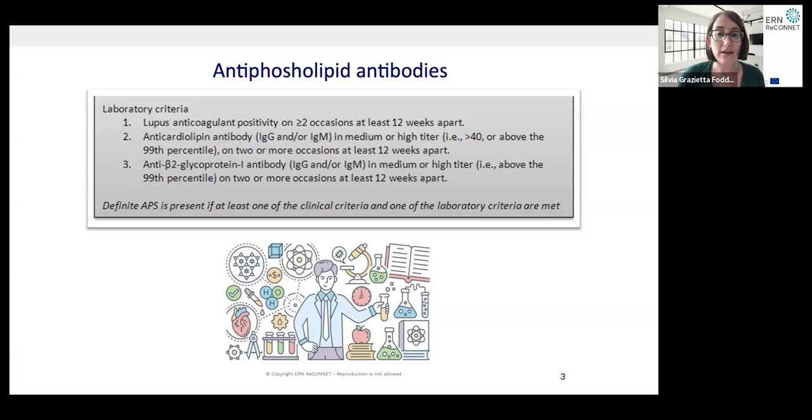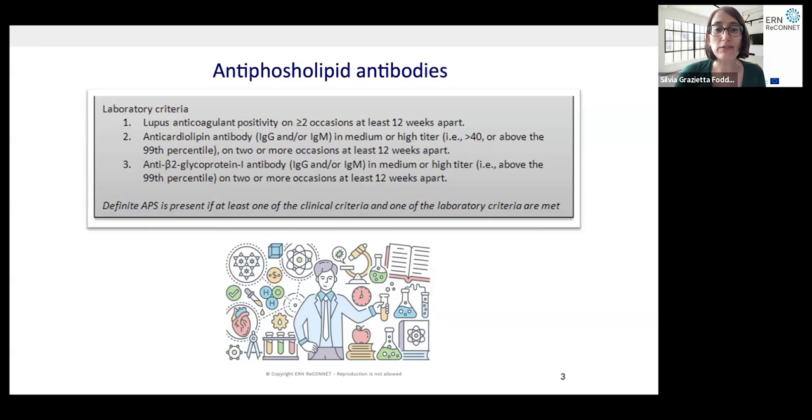APL antibodies are various. Since the first description of the disorder in 1983 by Graham Hughes, different types of antibodies directed to the syndrome were discovered. But so far, clinical guidelines identify only 3 types of antibodies as necessary to be tested in order to confirm or to exclude the diagnosis. They are lupus anticoagulant, anticardiolipin antibodies, and anti-beta-2-glycoprotein 1.